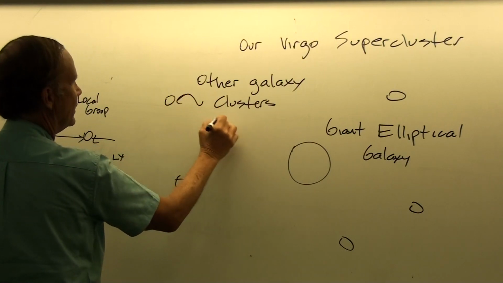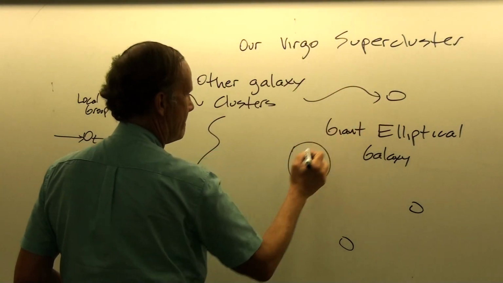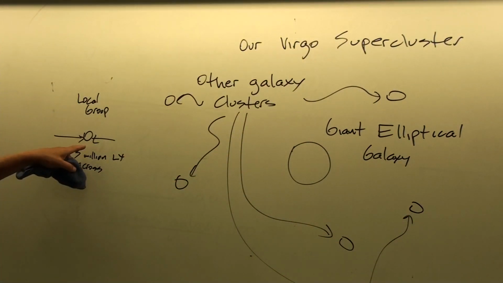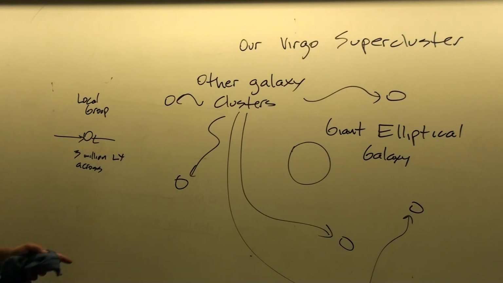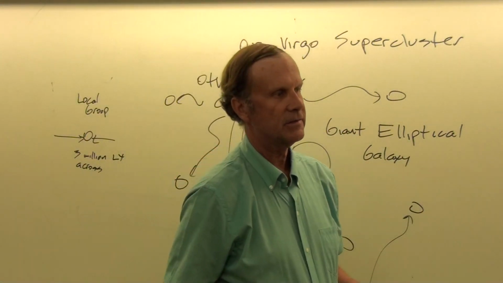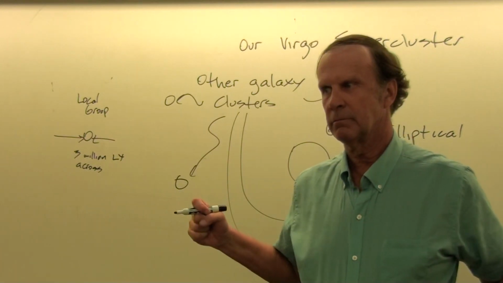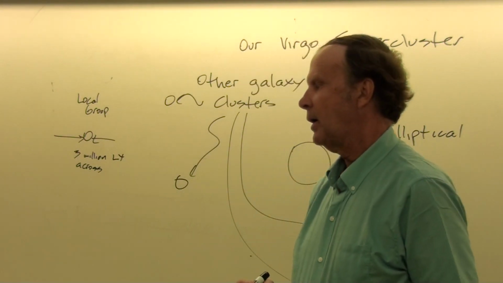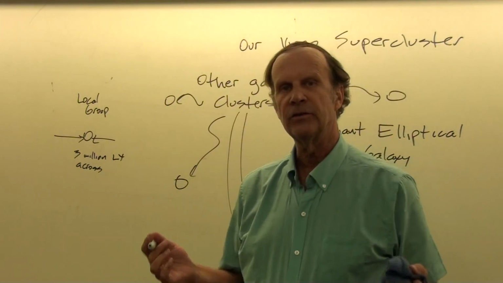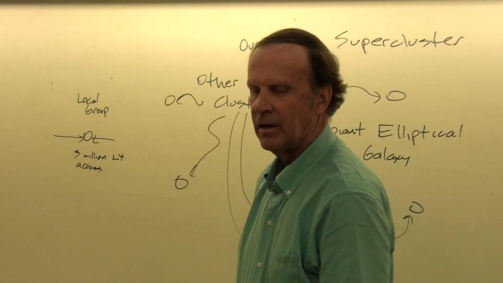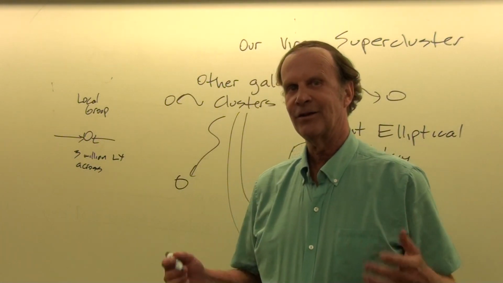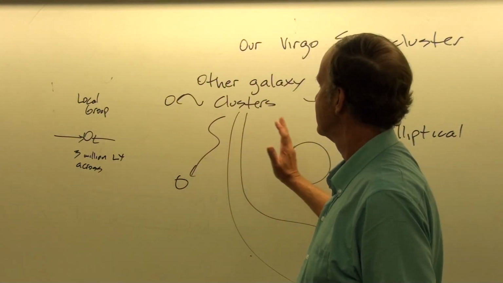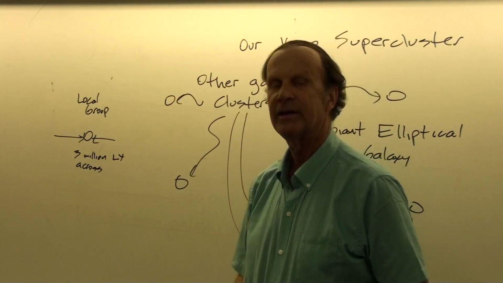And lucky for us, it appears as though our local group is out near the edge of the Virgo supercluster. Why is that lucky? Well, because it seems like when you're closer to the center of all of this action, there is more of a likelihood for collisions. Just like if you live in Los Angeles, your insurance rates go up because it's more likely to run into a car because there's more cars.